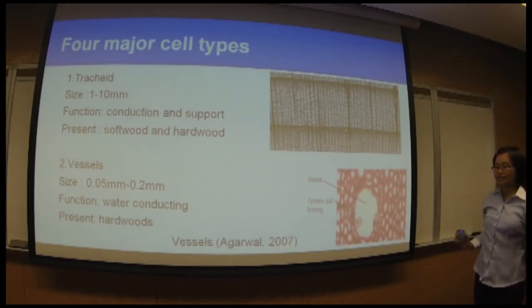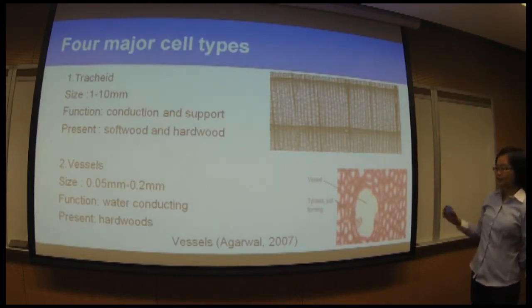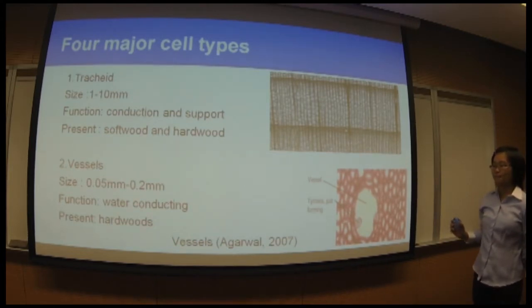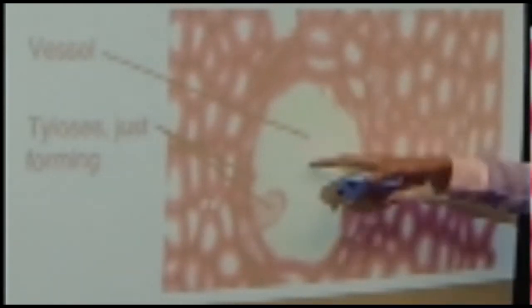And the second one is vessel. It is about 0.05 to 0.2 mm long, and it is a water conducting cell for the timber. The size of the vessel is much smaller than the trachea, and here is the picture of the vessels. You can see that there is a large opening of the vessel.